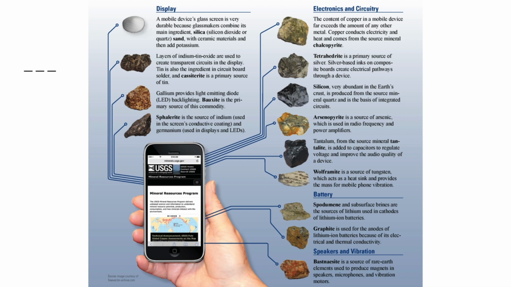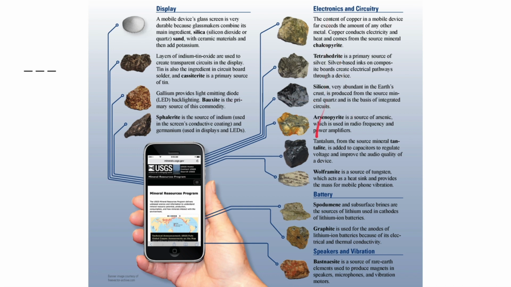So for example, in the display, we can start with the screen. There's obviously silica, so silicon dioxide or quartz sand. It's combined with ceramic materials and potassium. There's layers of indium tin oxide that are used to make the circuits. Gallium is used for the LED backlighting. And then sphalerite is the source of indium used in that conductive coating that makes it a touch screen.